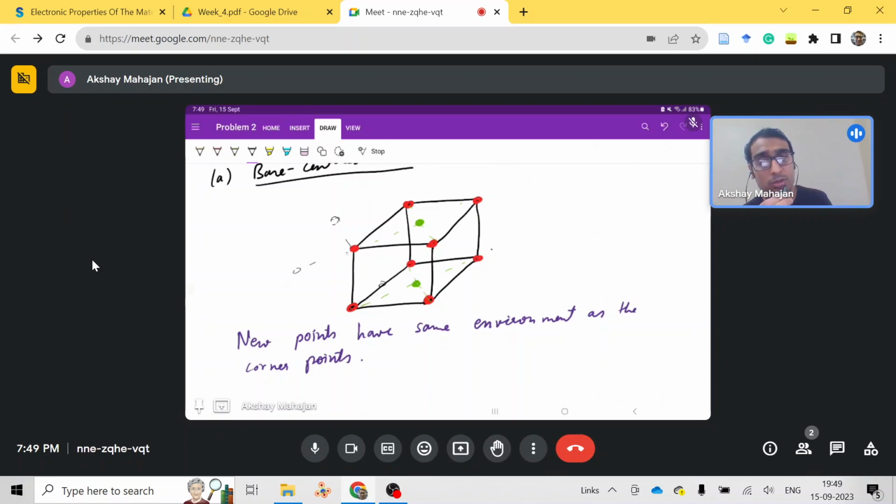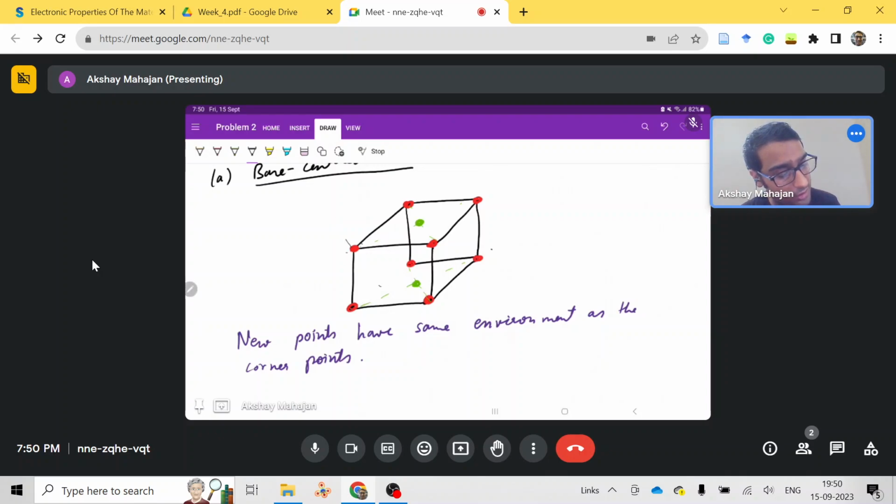Now if you go to any of the red points, the one that I have drawn here, you can see that if I extend this cube and make the complete lattice, then each of these red points will be surrounded by 4 green points, and on the top there will be a red point, and on the bottom there will be a red point. Similarly is the case for these green points, and we have a similar environment for the red points as well. So this whole structure is a Bravais lattice, because all the points have the same environment.